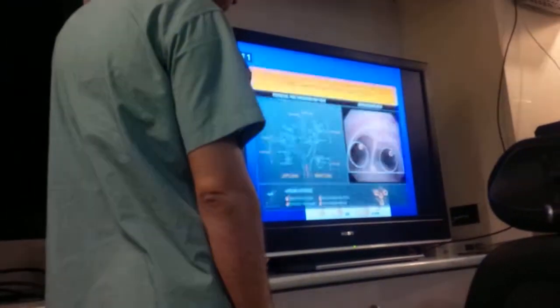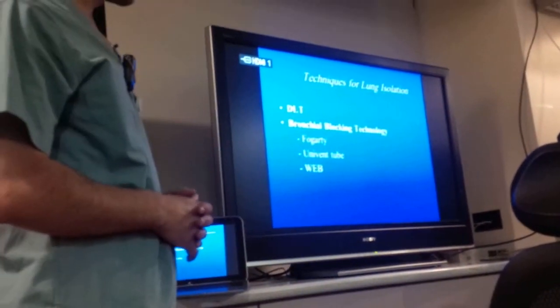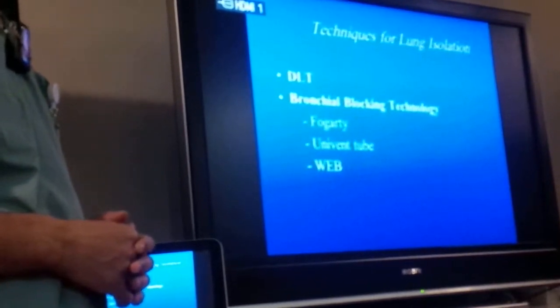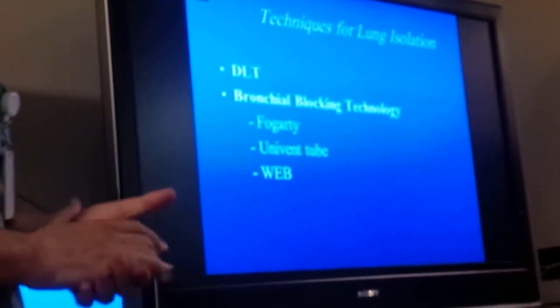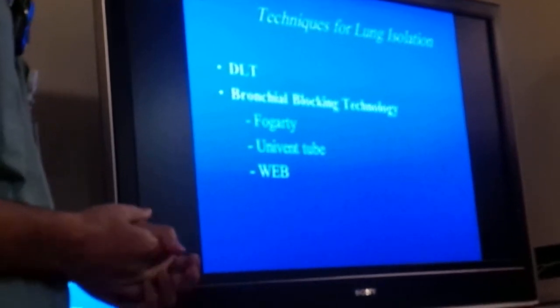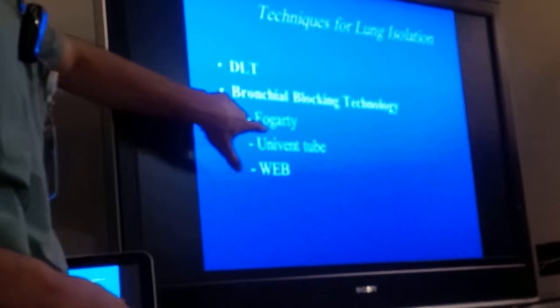Now we'll go back to our presentation. Now these are the main techniques of double lumen tube. Sorry, double lumen tube is still the cornerstone of lung isolation. It's still the standard.